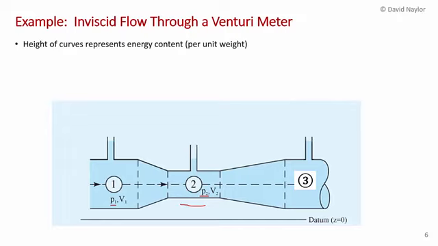So what we're going to do now is look at this kind of device that you're already familiar with and plot the hydraulic grade line and the energy grade line, just to illustrate how this graphical approach works. As I mentioned, the heights of these curves in both cases represent the various energy contents of the flow per unit weight.